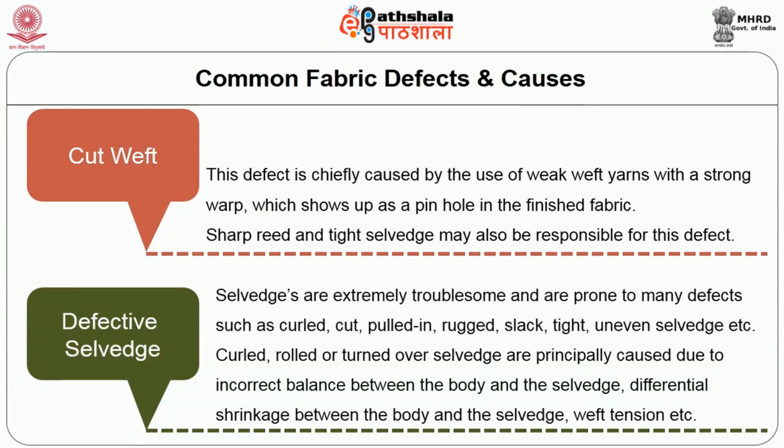Selvages are extremely troublesome and are prone to many defects such as curled, cut selvage, pulled in selvage, rugged selvage, slack selvage, tight selvage, uneven selvages, etc. Curled, rolled or turned over selvages are principally caused due to incorrect balance between the body and the selvage, differential shrinkage between the body and the selvage, weft tension, etc.